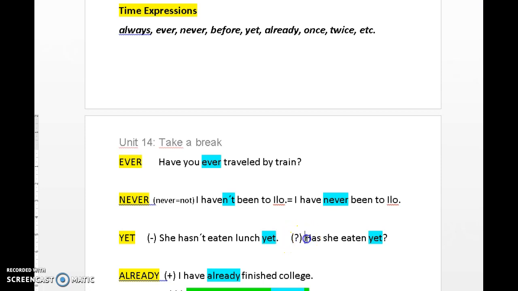Interrogative. Has she eaten yet? ¿Aún no ha comido ella? Has she eaten yet? In questions and negative sentences, we place yet at the end of the sentence. En preguntas y en oraciones negativas, ubicamos la palabra yet al final de la oración.